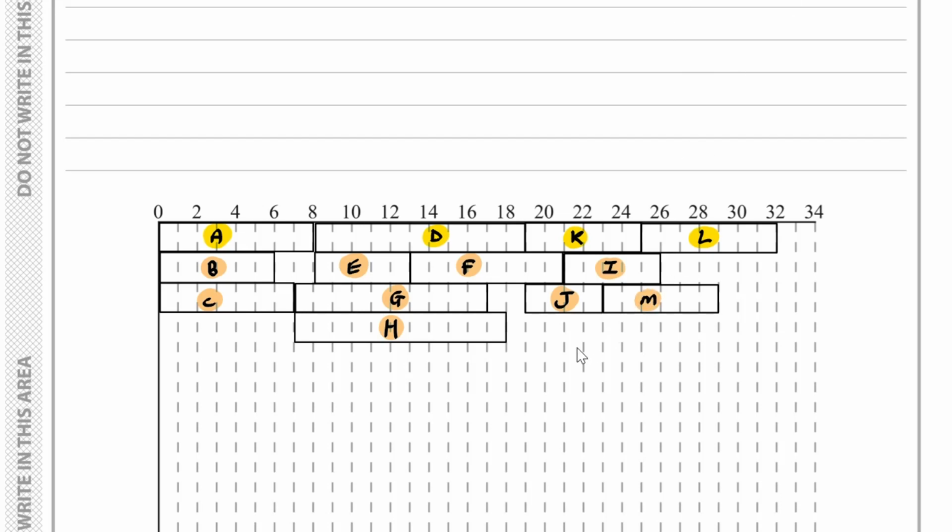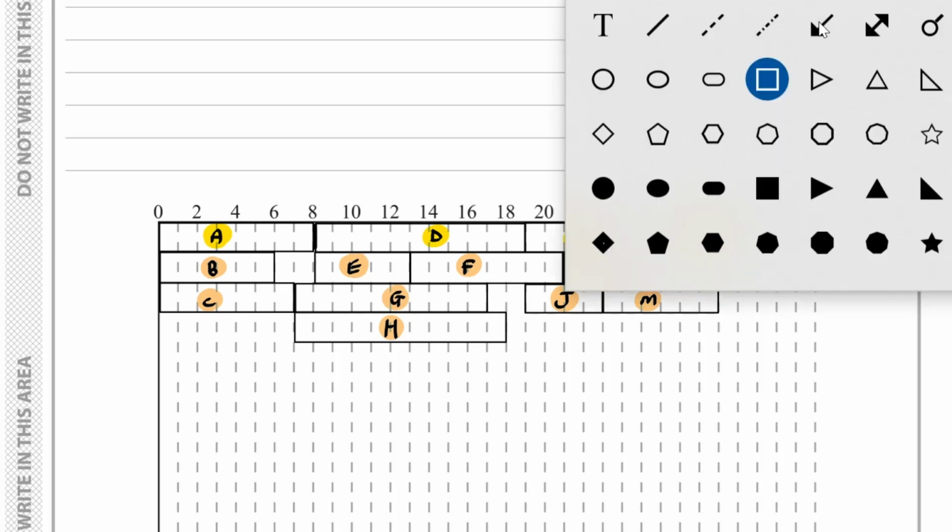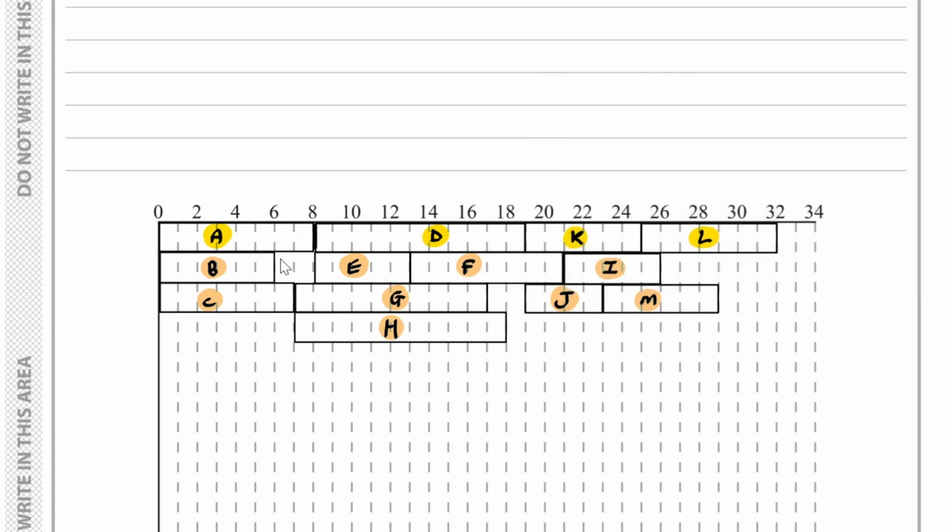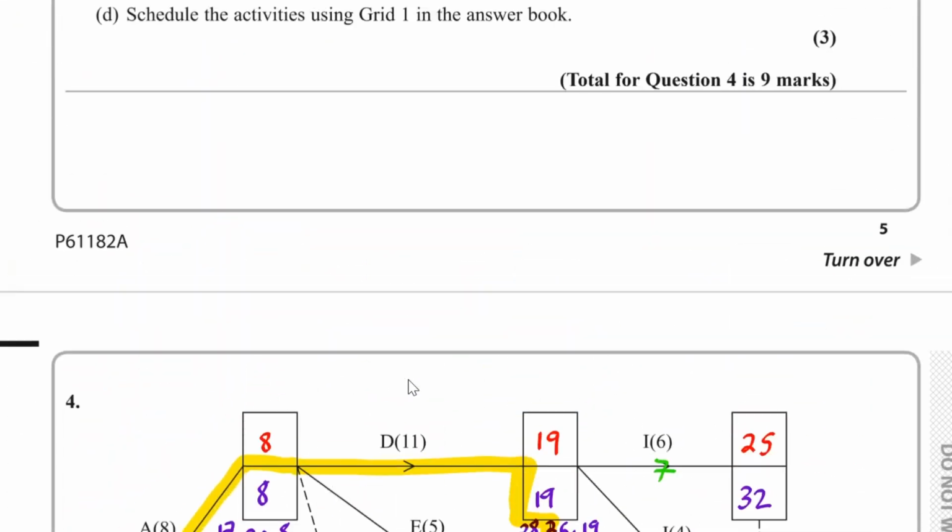Okay, so that's everything, and the rest of these boxes where we haven't filled in anything, we'll just fill in with a black box. Okay, so let's just fill this in. Yeah, like so. Okay, so that's our critical path, that's our resource diagram done then.